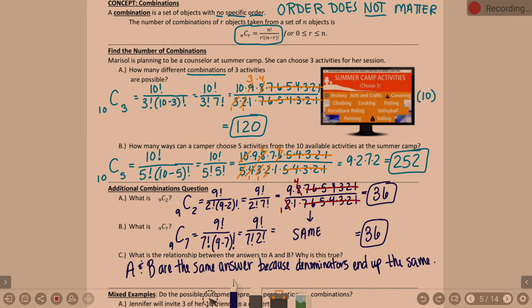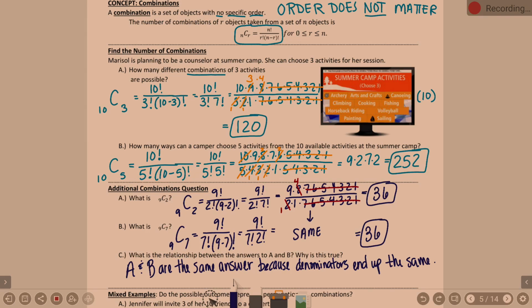Okay. Feeling like pros at solving combinations now, right? Because now we've hit that point. We're going to put everything together, and we're going to talk about how do we know if something's a permutation, or how do we know if something's a combination. That is the direction we're heading next.